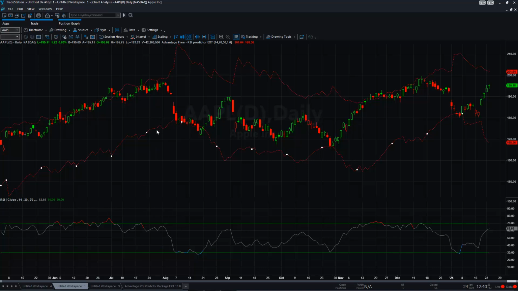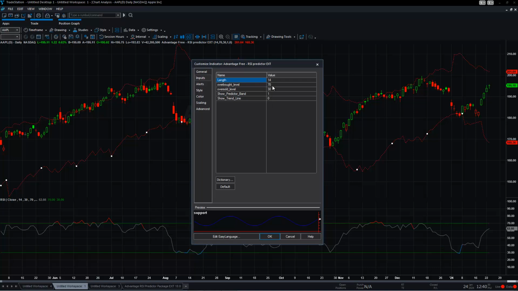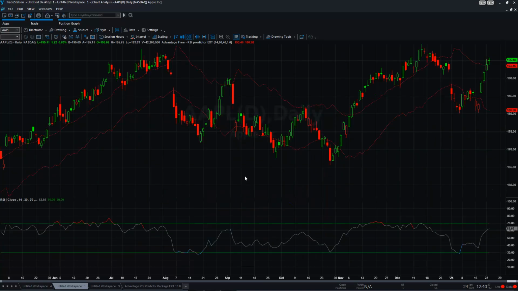If we change it to, let's say, 60 and 40, then we'll get slightly different, tighter values, but then we can use it in a different way. But what's important? The RSI Predictor in the Advantage RSI Predictor package is also designed to be used as a trend line.